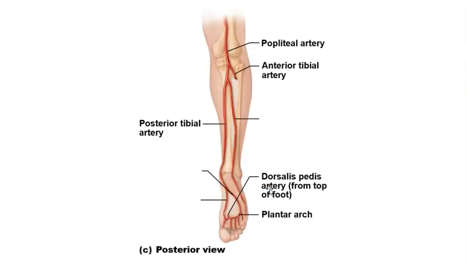This last diagram gives a better view of the popliteal artery and then it branching to become the anterior tibial artery and the posterior tibial artery.